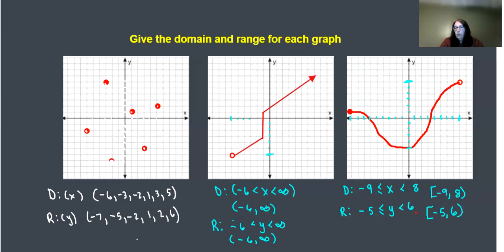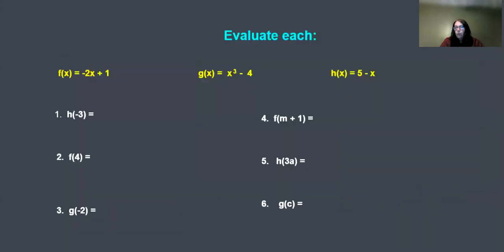Now let's evaluate some functions. So let's take a look at the first one. Remember, the reason for naming these functions using different variables is that you can distinguish between them. The first one is f of x equals -2 times x plus 1. G of x equals x cubed minus 4. And h of x equals 5 minus x.